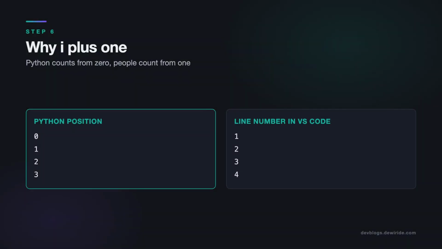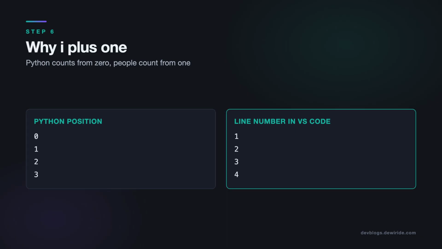Why i plus 1? Because Python counts positions starting from 0. The first line of the file is at position 0. The second is at position 1. Humans count from 1, and your text editor shows line numbers starting at 1. Adding 1 converts Python's counting into the numbers you'll see in VS Code's left margin.